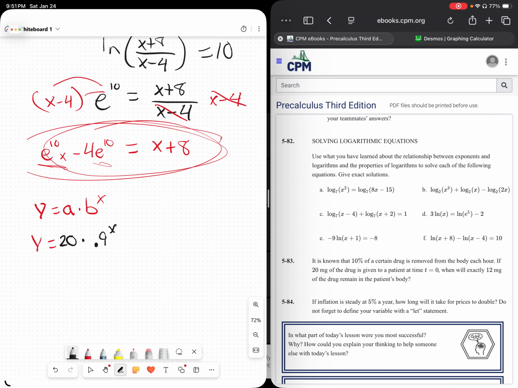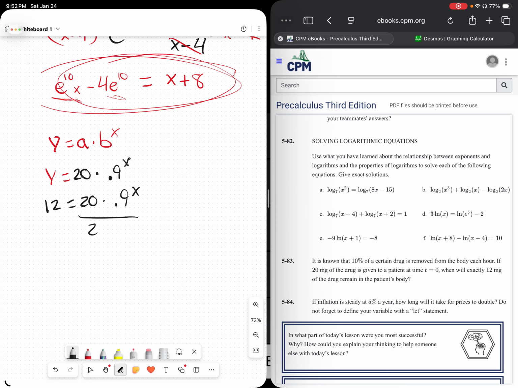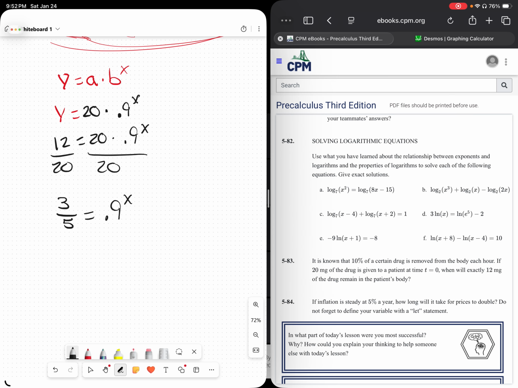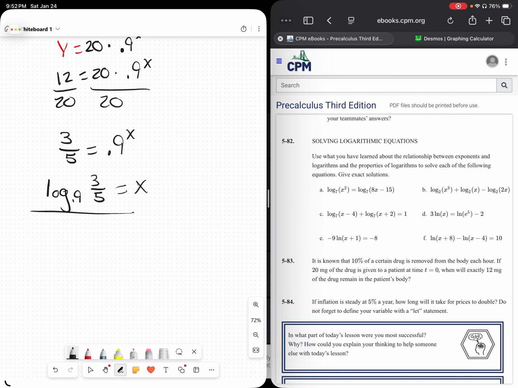So when will that happen, right? So when will it get to 12? So x is in hours, right? So we want to know when it will be 12. So this is our equation, and this goes back to where we were at the beginning of the chapter, right? So divide by 20. We'll get 3/5 equals 0.9 to the x. Well, again, beginning of the chapter, we were just plugging in and guessing. Well, now we can go log base 0.9 of 3/5 equals x. So we can put this in our calculator now and get an exact answer now that we know how to do that. Okay, awesome.